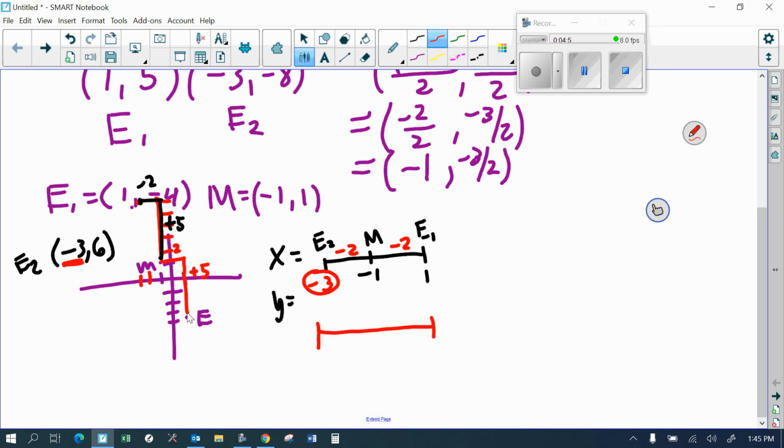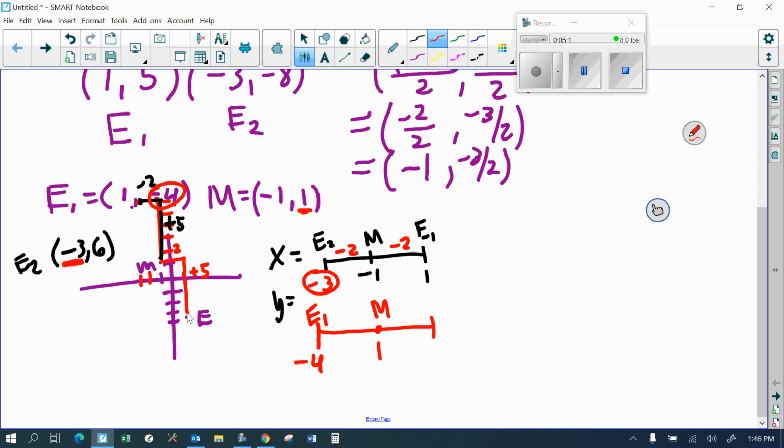Y, what's my bottom y? It's 1. I mean, negative 4, sorry. So I have a -4 as one endpoint. Now the midpoint, that y coordinate, is the -4. The other y coordinate is at 1.